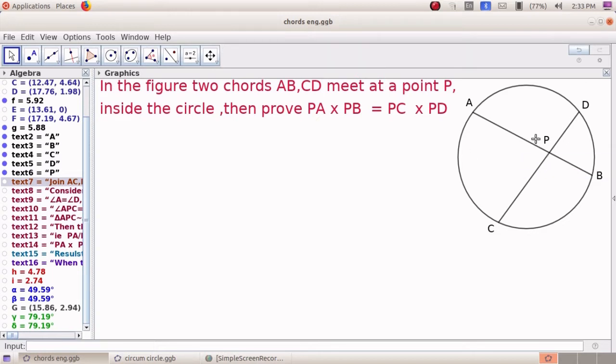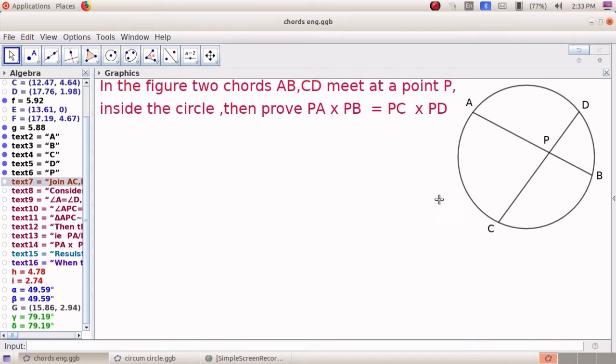the product of the pieces of each chord. That means here PA and PB are the pieces, and then their product is found. It will be equal to the product of the two pieces of the other chord. That means PC into PD will be same as that of PA into PB. Okay, let us prove that one first.